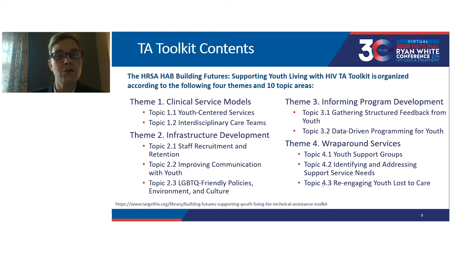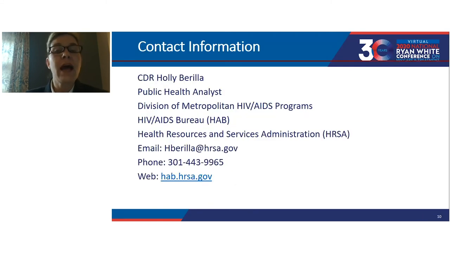And also in the toolkit under theme four for wraparound services, we were able to put together some really good tools on youth support groups, identifying and addressing support service needs, and finally, re-engaging youth lost to care. So that's really all I have as far as a 30,000 foot overview of the toolkit, the webinars, and the products that came out of this contract.